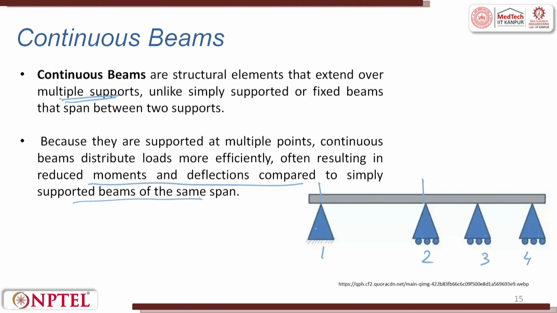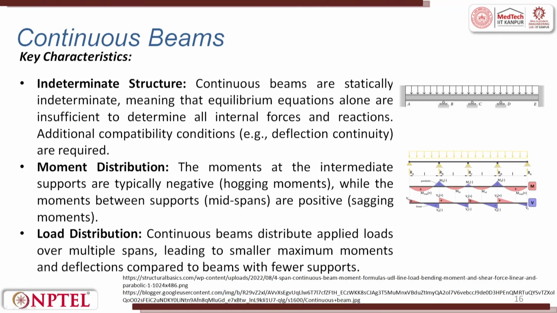You have a simply supported beam. If there is a load, only 2 points take it, and you try to figure out the shear force and the bending moment. So now you have multiple supports. Naturally, the deflection is going to be low and the bending moment is also going to change accordingly. So what are the key characteristics of a continuous beam?